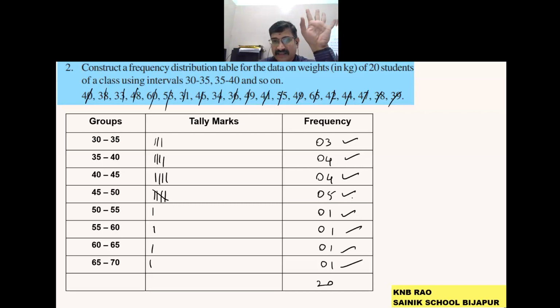Chandru, pardon? No, no, no. That is for raw data, not for group data. Raw data is different and group data is different. Finding mean, median, mode for group data, you have not learned yet. You will be learning in class 10th, not even in class 9th.